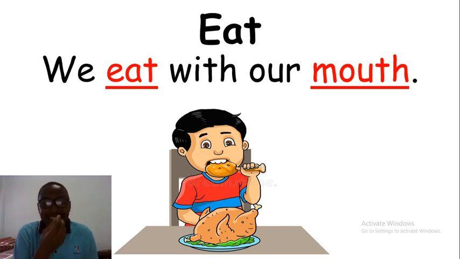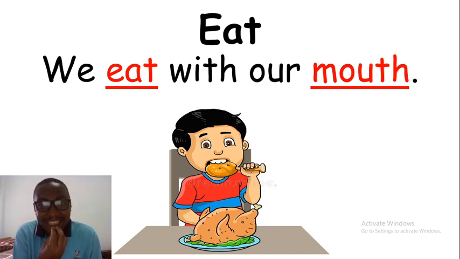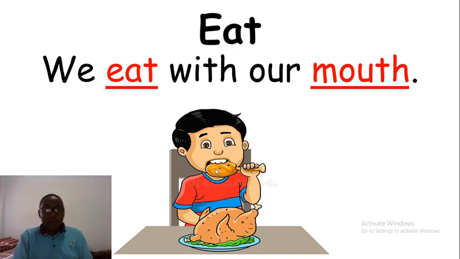Next is eat. Again, eat. How do we spell eat? E-A-T. Eat. So we eat with our mouth. So it is our mouth that helps us to eat. For example, the boy in the picture is eating a piece of chicken. This is chicken. He is eating with his mouth. The mouth is the one that helps him to eat.